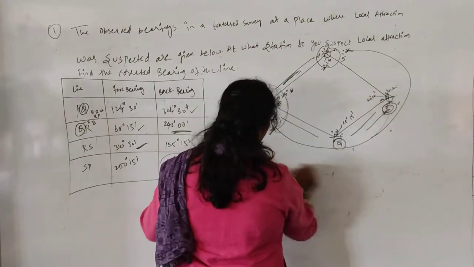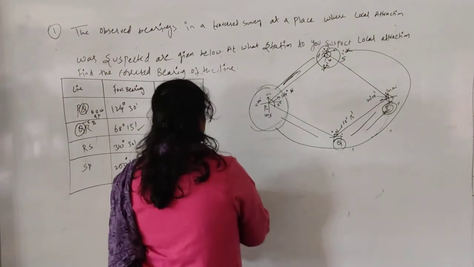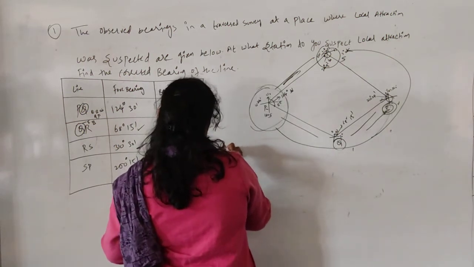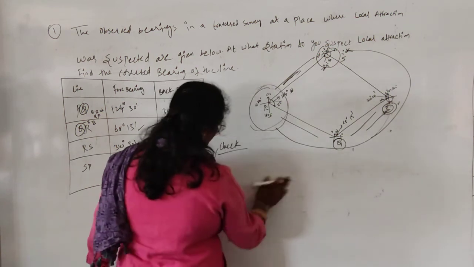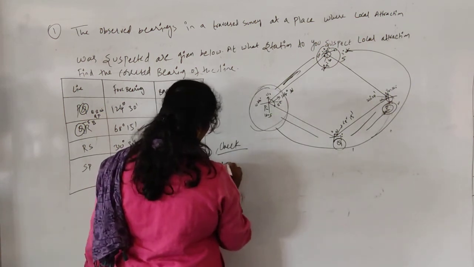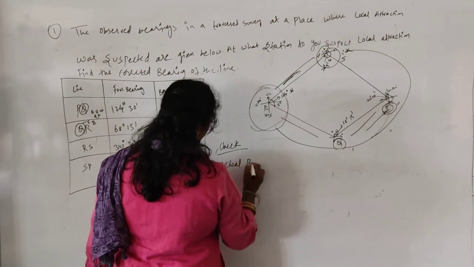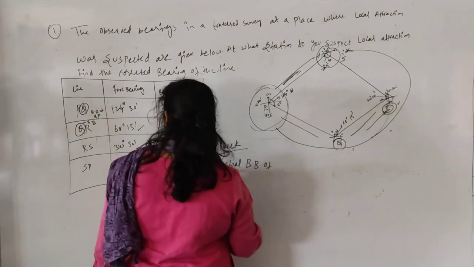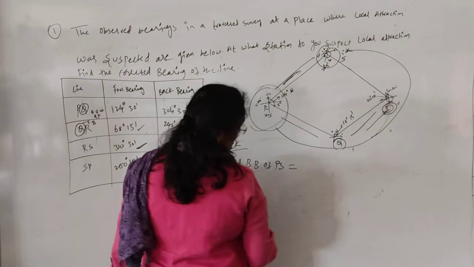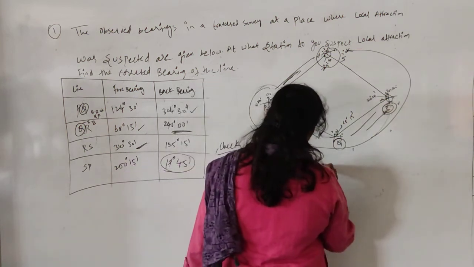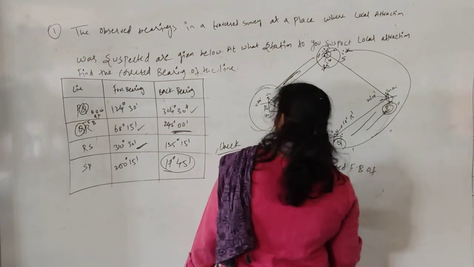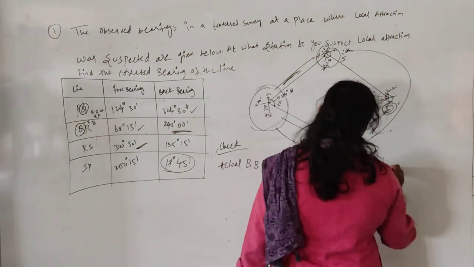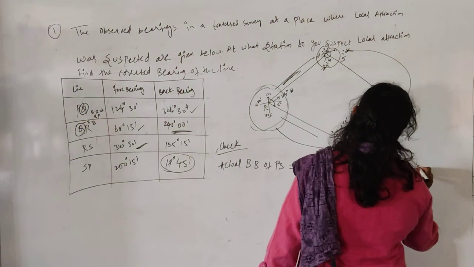Now we will go with the check. Now what do we have to do here? We need to find out the actual back bearing of PS. So, what will it be? Corrected forebearing of SP plus or minus 180 degrees.